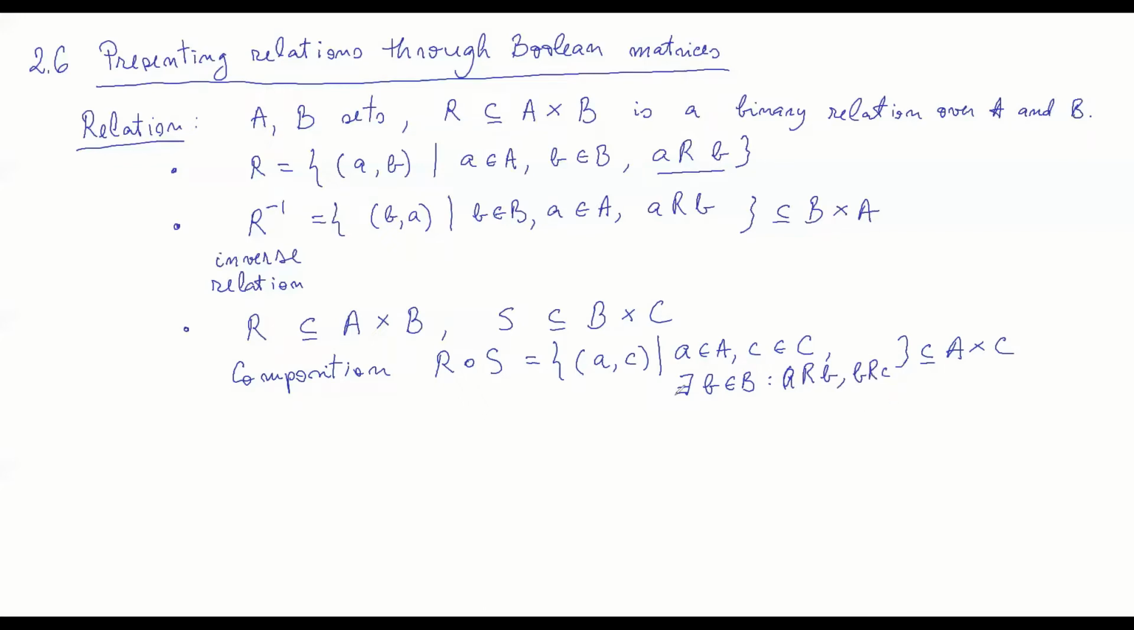So what this means is that the composition is all those pairs (a, c) in such a way that there is an element b in such a way that (a, b) is in relation R and (b, c) is in relation S. So in other words, you can go from a to c by passing through an intermediary element of B. And when I say passing through, I mean you pass from a to b via relation R, and you pass from b to c via relation S. So I hope this is intuitive enough for you.